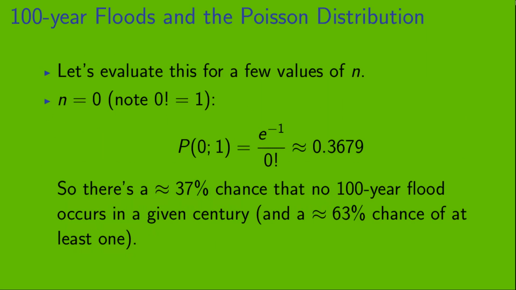Okay, so let's evaluate this for a few values of n. Let's start with n equals 0. So we plug n equals 0 into our Poisson distribution formula for lambda equal to 1, and we get approximately 0.3679. So this tells us that there's an approximately 37% chance that no 100-year flood occurs in a given century, and that means that there's an approximately 63% chance that at least one occurs.